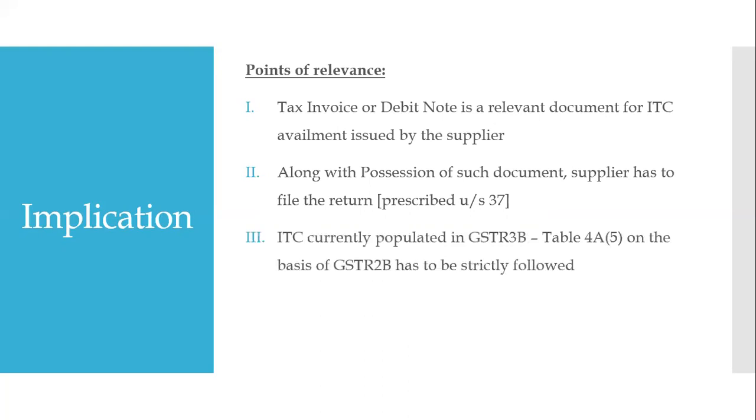ITC, which is currently being populated in GST 3B, that is table 4A, clause 5, is on the basis of GST 2B, which is to be religiously followed effective from 1st Jan 2022. So the government has well thought ahead of implementation. They have given an opportunity and awareness on how to use the data which is available on GST 3B, auto-populated from the data called GST 2B.